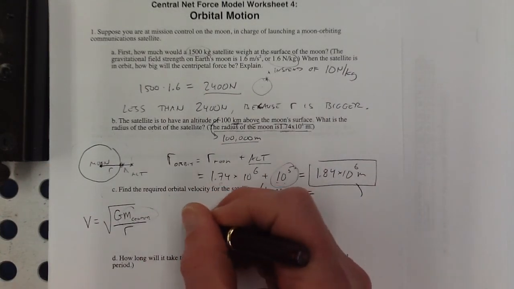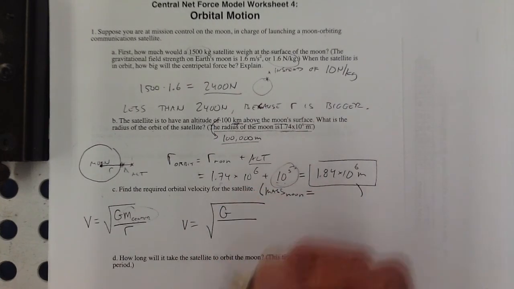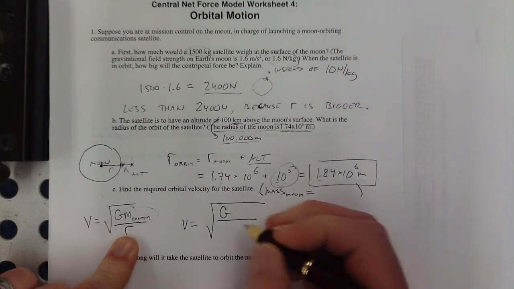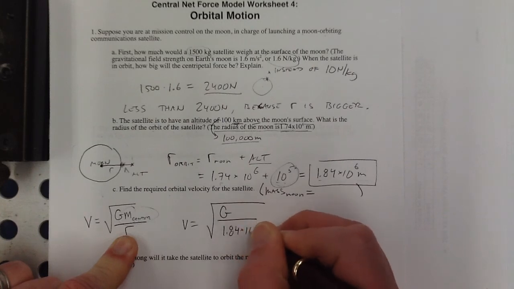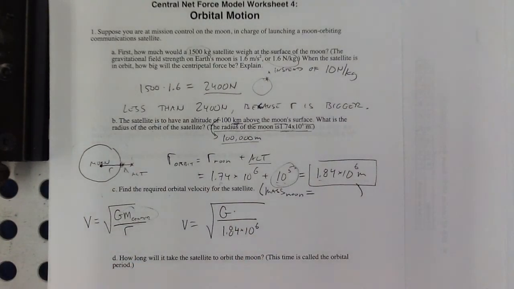So that is, I'm just going to leave this as a G because I have it stored in my calculator. And I know what the R is, right? I found that here. And then I just need the mass of the Moon here. Hold on one second. All right, I'm coming back.